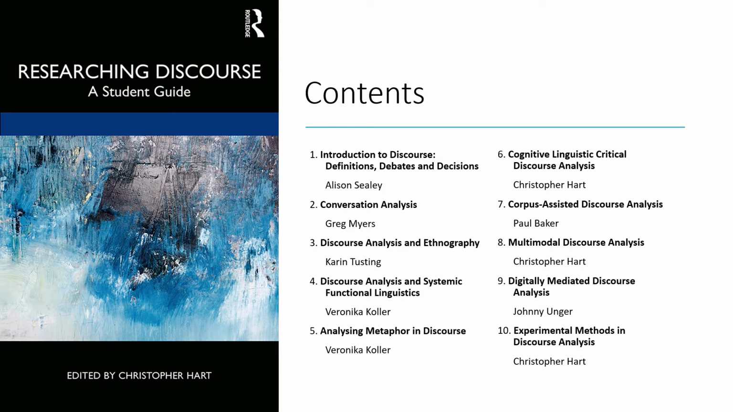The book is organised around 10 chapters, each representing a different approach to discourse analysis. The book starts off with a general introduction to discourse, covering definitions, debates, and the kinds of decisions that one needs to make in a research project in discourse analysis. And it provides an overview of the way the text will work. The remaining chapters cover conversation analysis, discourse and ethnography more generally, and discourse analysis and systemic functional linguistics.